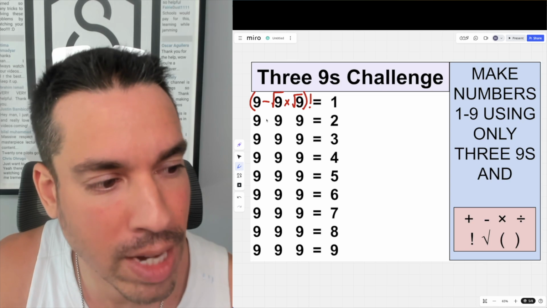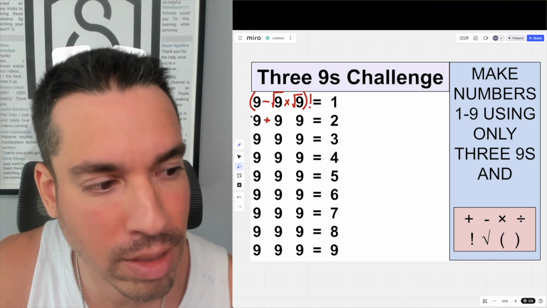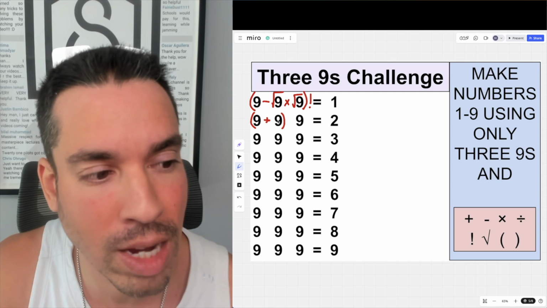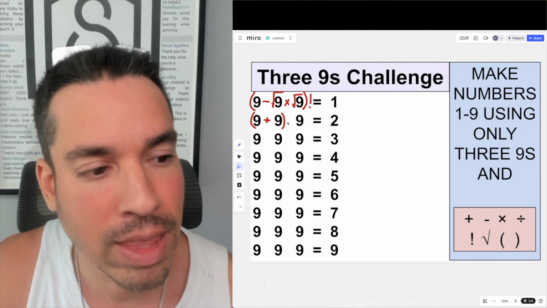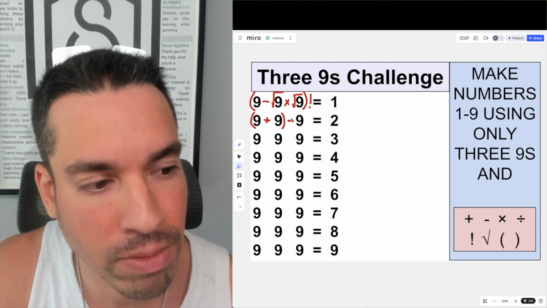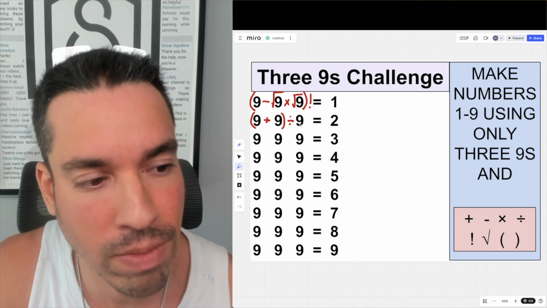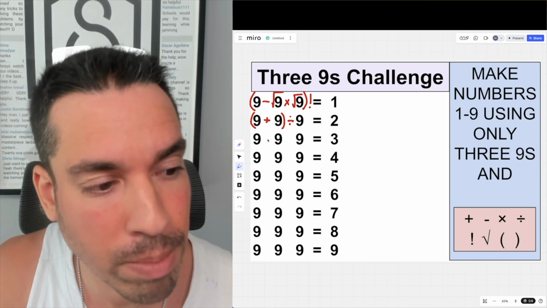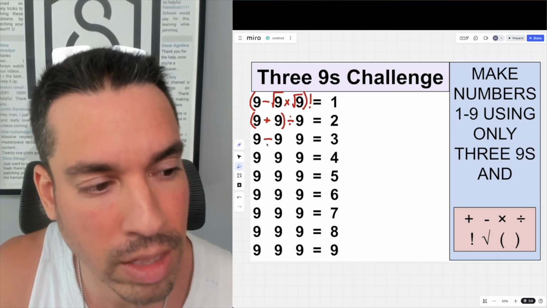What I'm going to do is add these first 2 9s together. And I'm going to put that in parentheses to make sure that this happens first. So 9 plus 9 is 18. And then I'm going to take that 18 and divide it by 9. 18 divided by 9 is 2. That's how you do it. Done.